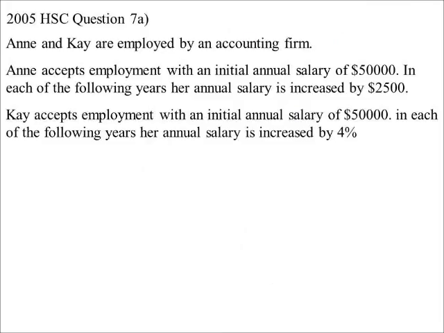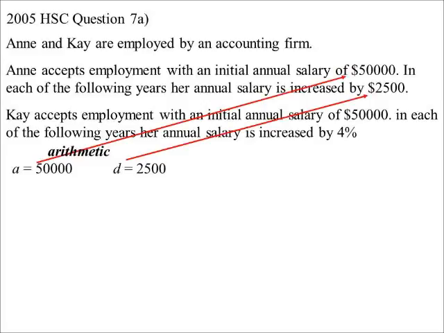Now another HSC one. Anne and Kay, employed by an accounting firm. Anne accepts employment, initial salary $50,000. And then the condition is every year, salary going to increase by $2,500. Whereas Kay, she starts at $50,000, but she says, no, every year I'm going to increase by 4%. The first one is arithmetic. A is 50,000, the difference is 2,500. The second condition is geometric. A is also 50,000, but the ratio, and again, it's increasing by 4%, so that ratio is 1.04.